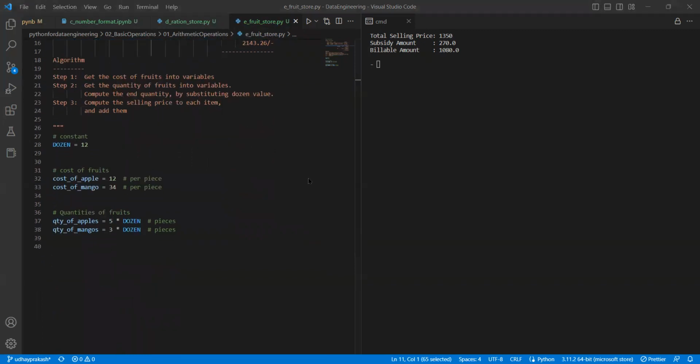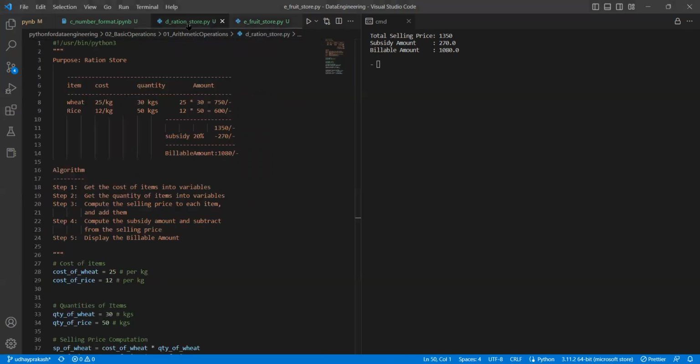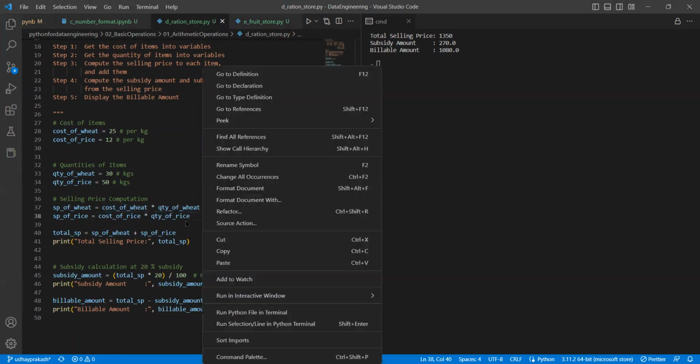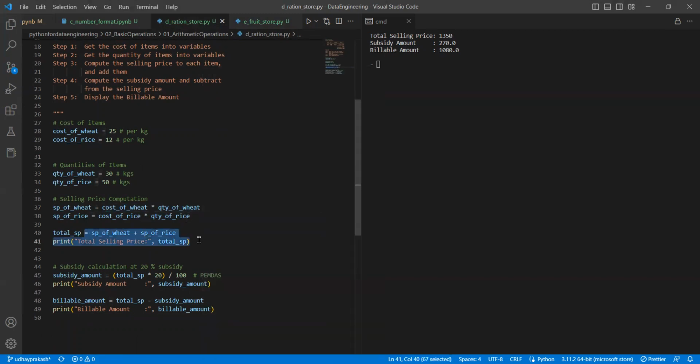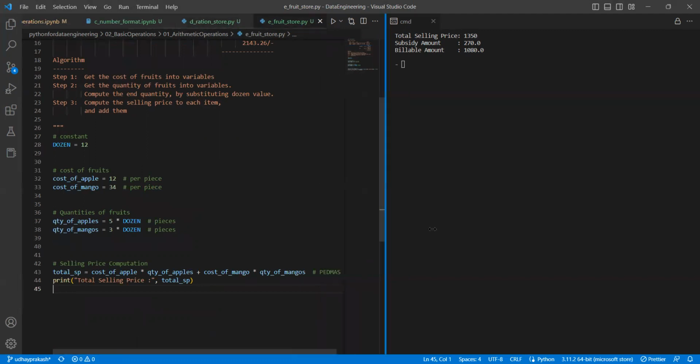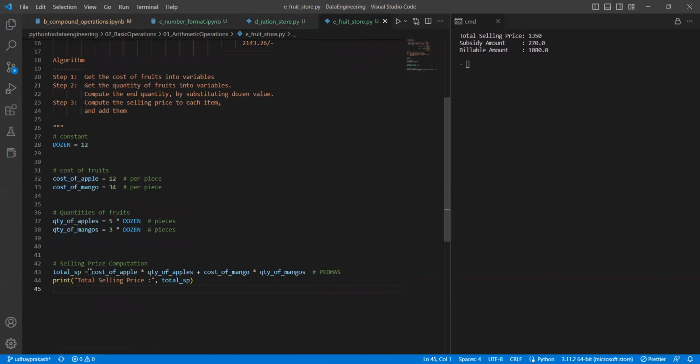If I need to do the selling price, hope you remember what we did earlier. We calculated the selling prices here also, right? Selling price of this is cost into quantity, cost into quantity. We created two variables and finally added them. Now instead of variables, I want to do it directly. Nothing to complicate, just for you to understand. So cost into quantity, cost into quantity.